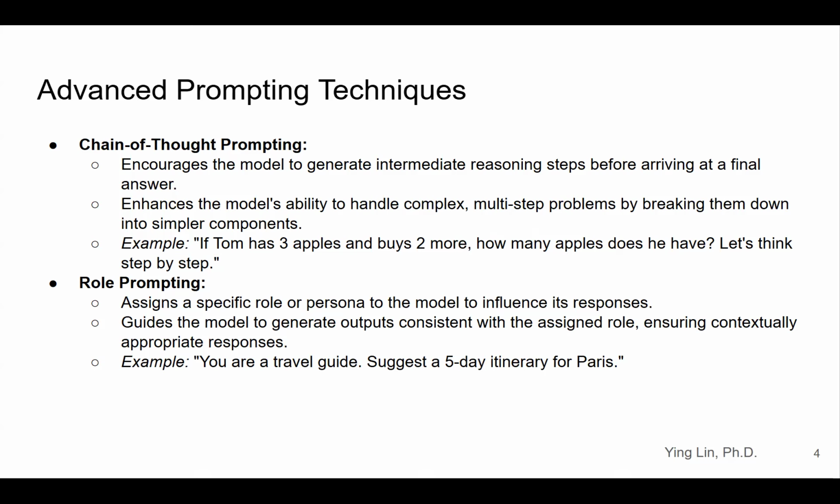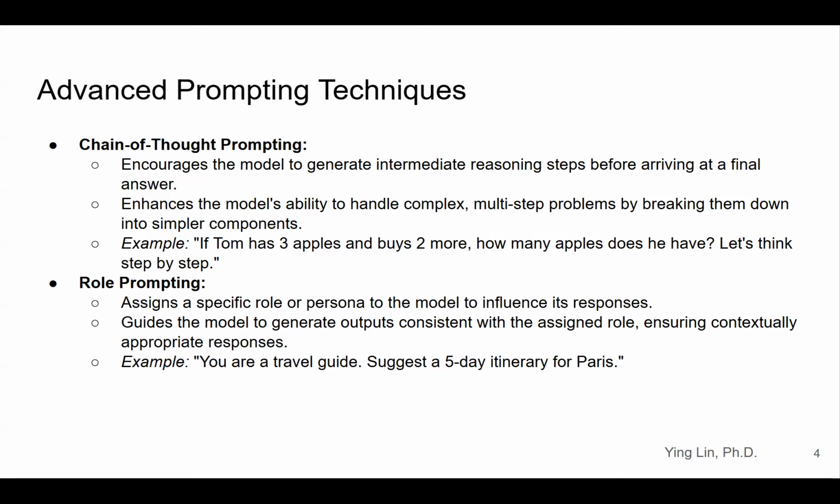Next, let's look at additional techniques. Here we're going to discuss two advanced prompting techniques that improve AI reasoning and contextual relevance. One is chain of thought prompting, which encourages step-by-step reasoning, and the other is role prompting, which assigns a persona to influence the AI's response style.